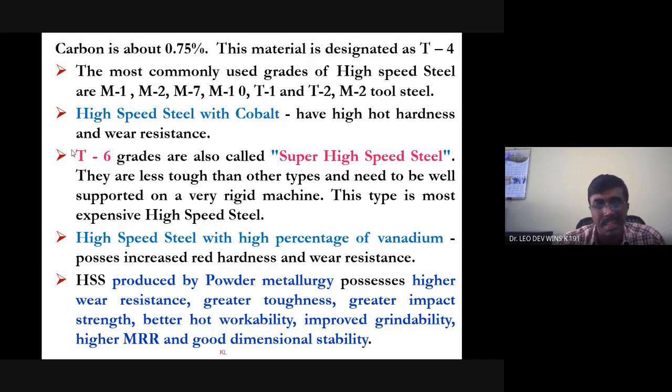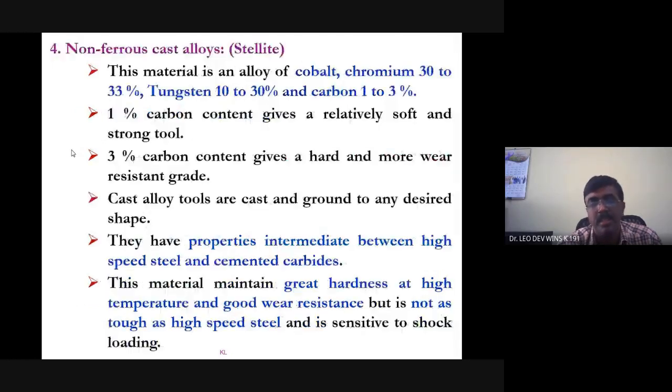So it has higher wear resistance and greater toughness, but don't feel that this has the highest possible wear resistance. Not like that. Compared to the previous cutting tool materials, this particular material has a higher amount of wear resistance and a higher amount of toughness and impact strength, better hard workability, machinability, grindability, and material removal rate. So that is given.